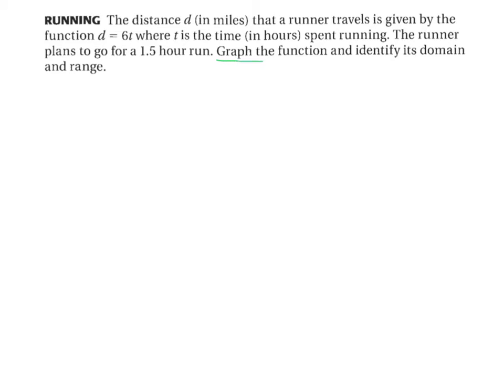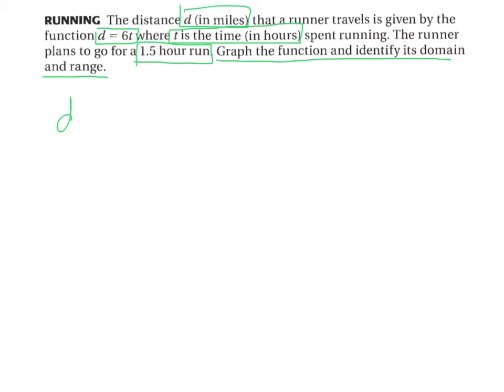So I'm going to underline what the problem is asking us to do, and I'm going to circle or box the important information. We know d represents miles. We need the function d equals 6t, and t is the time in hours. And we have a 1.5-hour run. So that's the information we need. I want to graph this function.